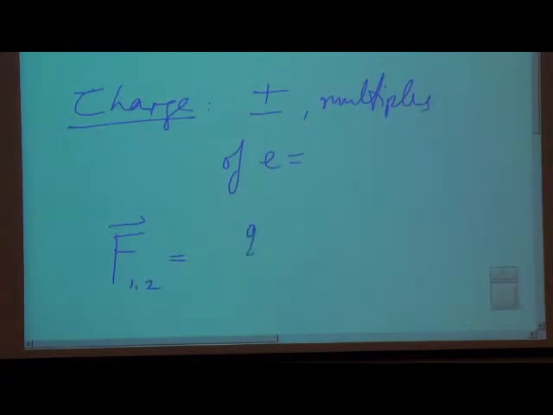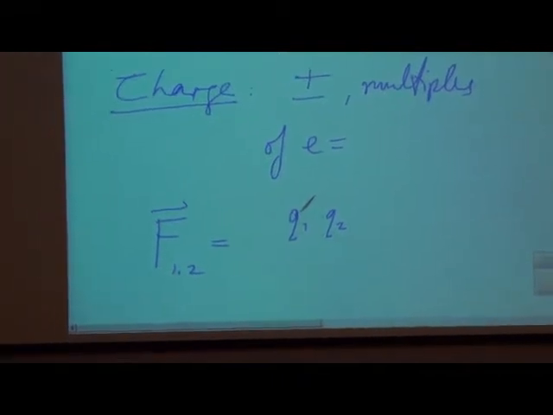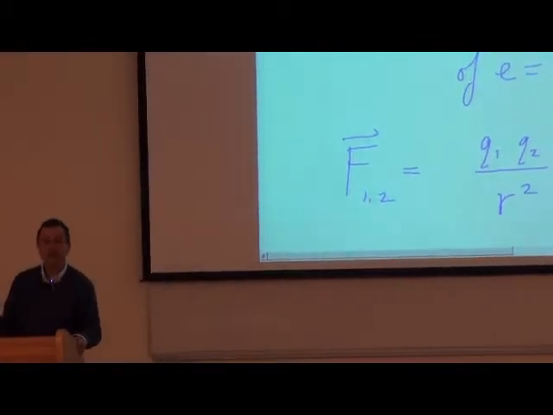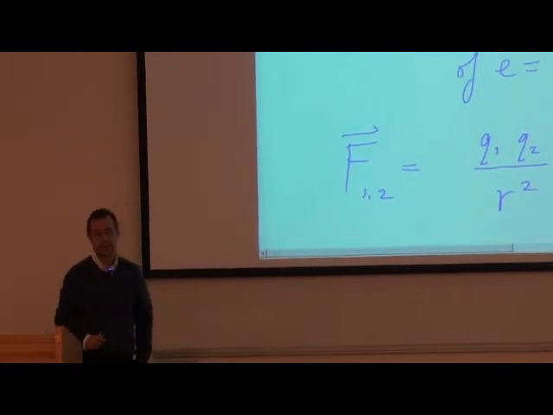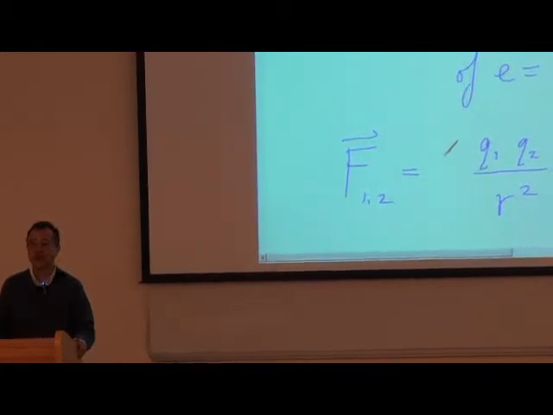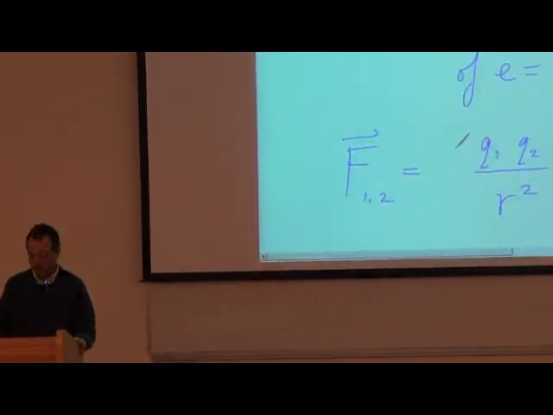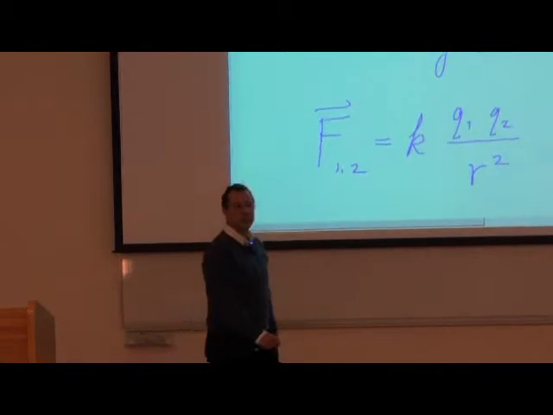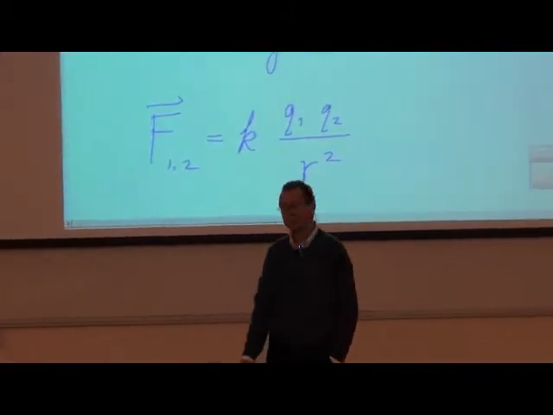If you have two charges, you measure how much the charge is in some kind of unit, okay? And the force between the two charges is proportional to the amount of charge on each of these guys, divided by the distance between them. Depending on your system of units, how you define the unit of charge, there is going to be a proportionality constant in front. Okay?